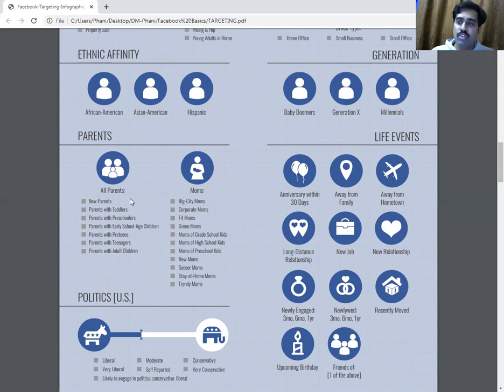How does Facebook know so much about you? Because you are sharing the information on Facebook. When a baby boy or a baby girl is born, you are saying that I have a baby girl in my house, I am becoming a mother or I'm becoming a father. So Facebook will put you into a bucket which says this person has a toddler who is just 3 months old or 4 months old.